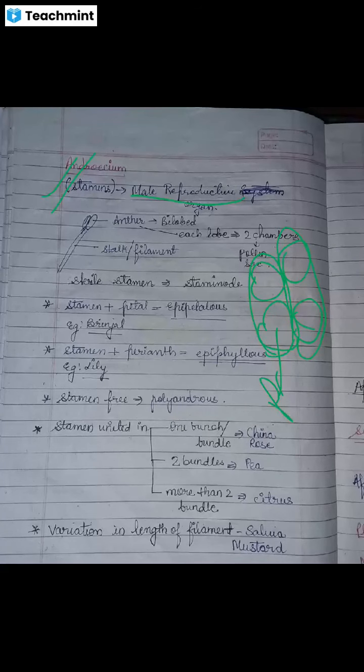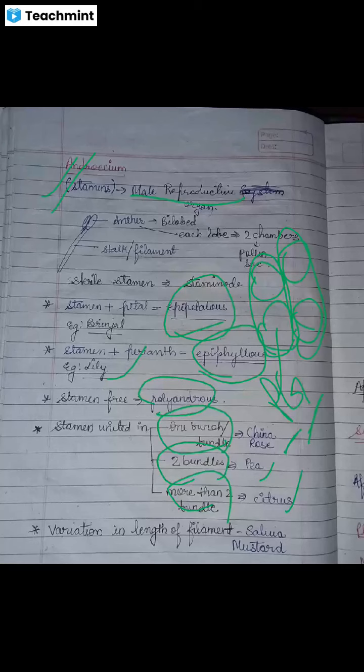Okay. Now stamen attached to petal is called epipetalous condition. Example is brinjal. Stamen attached to perianth is called epiphyllous condition. Example is lily. When the stamens are free, it is called polyandrous. When stamens get united, if they form one bunch, example is China rose, 2 bundles, pea, more than 2 bundles, citrus. Variation in the length of filament in the stamen, example is salvia and mustard. Examples are important with respect to your exams, so learn it by heart.